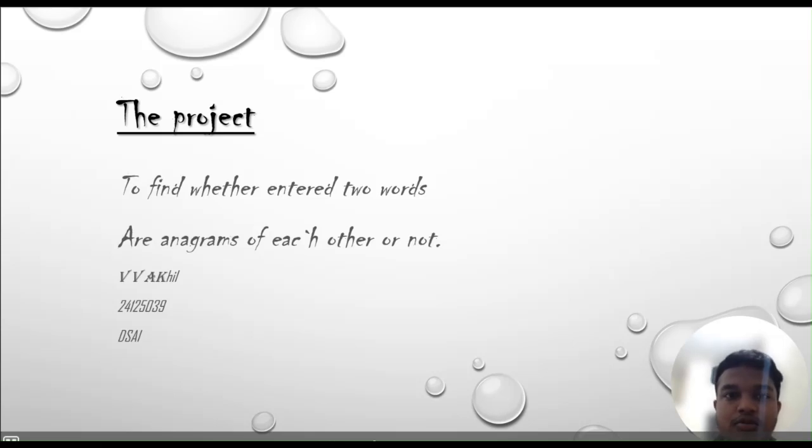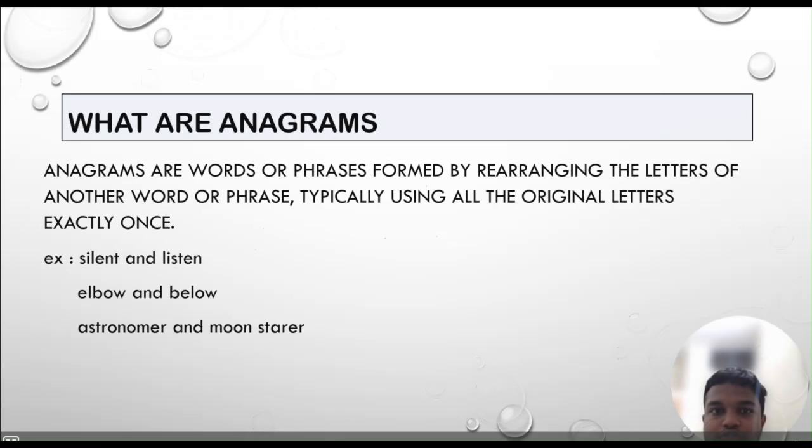So my project is to write a code to find whether the two entered words are anagrams of each other or not. So, moving further, what are anagrams? Anagrams are words or phrases formed by rearranging the letters of another word or phrase, typically using all the original letters exactly once.